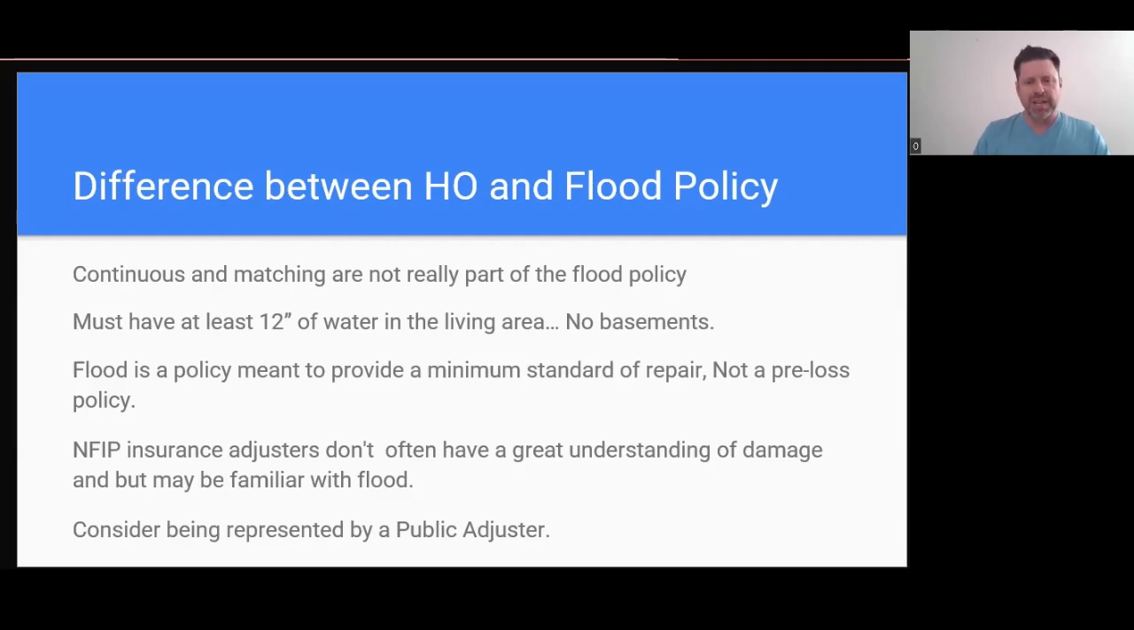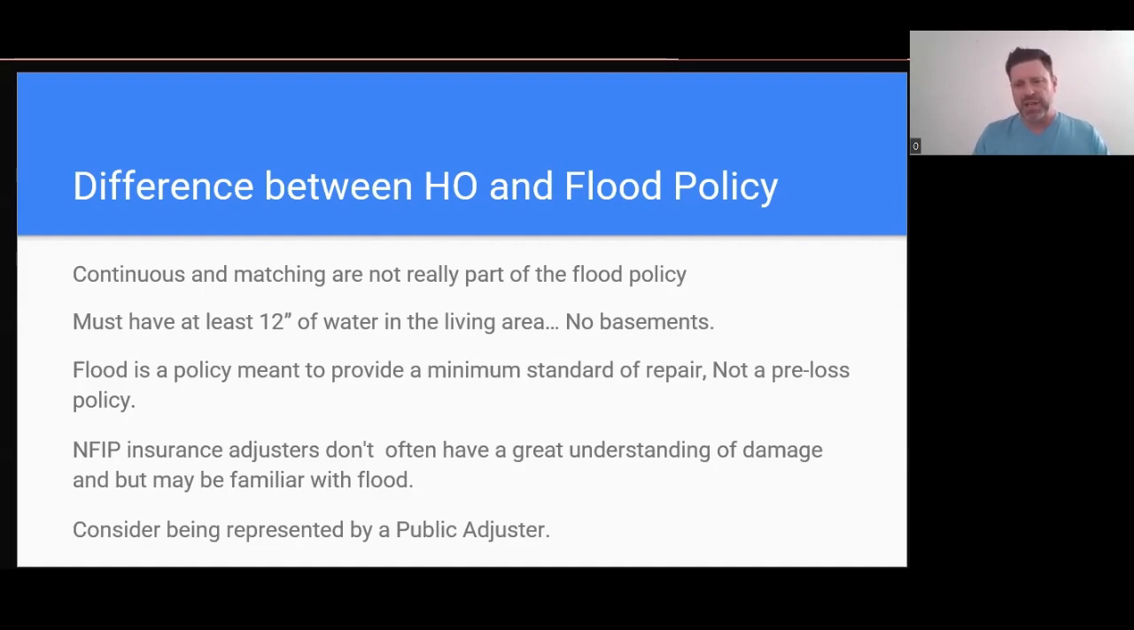Plus, you only get a minimum repair. So a minimum repair would be drywall, and maybe if it has joint compound and spackled, but you wouldn't get paint or wallpaper. That's not covered because that may be more related to homeowners insurance. This is just a minimum repair. You must have at least 12 inches of water in a living space, no basements, and a lot of things. Let me say something about the NFIP insurance adjusters that come from catastrophic loss insurance companies.